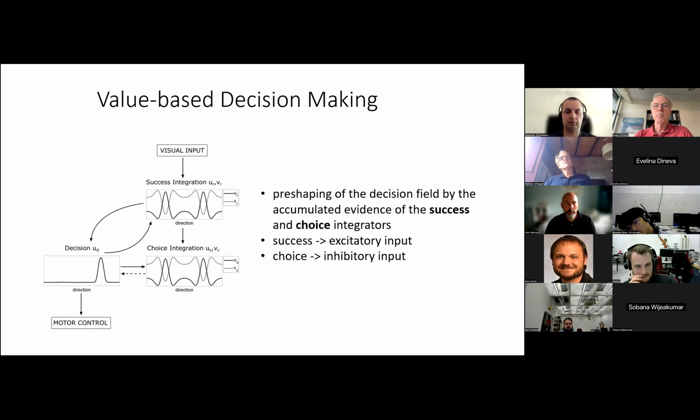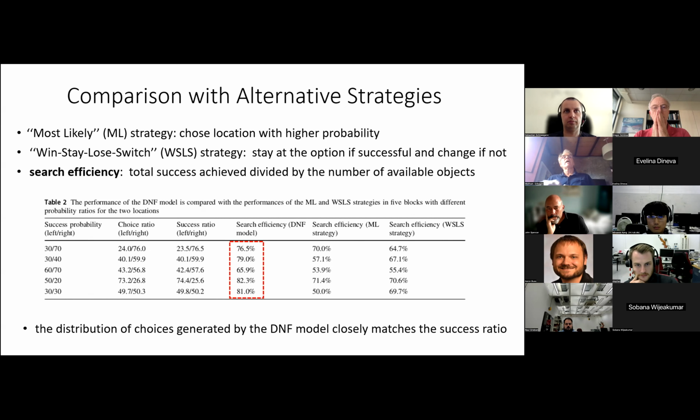The activity in this decision field is integrated in the success field and the choice field, depending on which choice I made and whether I had success or not. And then the feedback is excitatory from the success field and inhibitory from the choice field. This is necessary because we want to force the robot or the agent to also look from time to time at a location where the probability is very low. And these are the results.